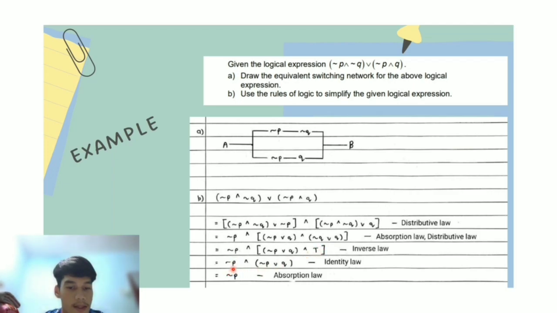Next, we copy the not P, and we use the identity law in this expression, and we get not P or Q. Next, we use the absorption law in this expression, and we get not P.